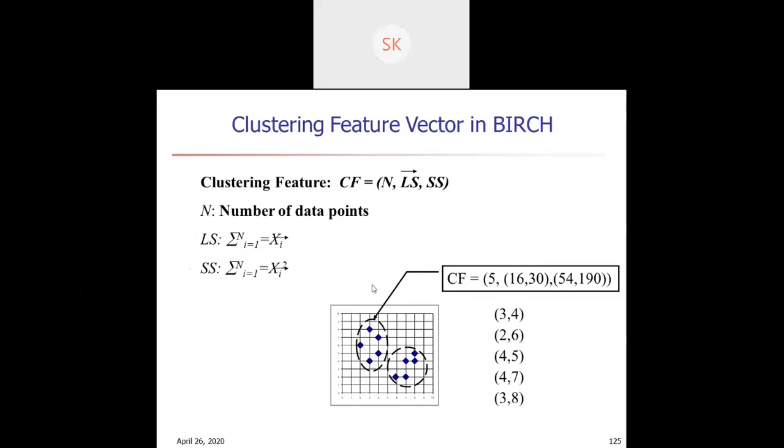This is another example, the same elaboration by another example: the number of data points, and the LS and SS computation. These are the five points we have with respect to this particular cluster. So the clustering feature will be 5, 16, 30. It is a simple linear addition: we have 16 and 30 as the sums, and SS is the square sum for the x coordinate and the y coordinate.